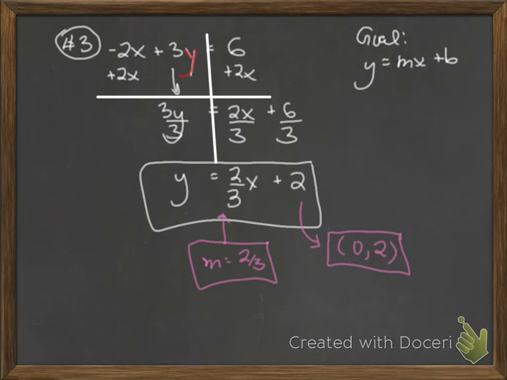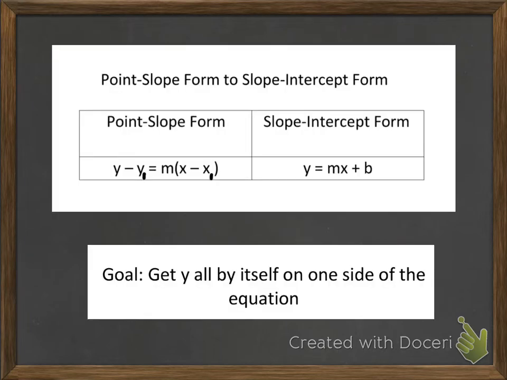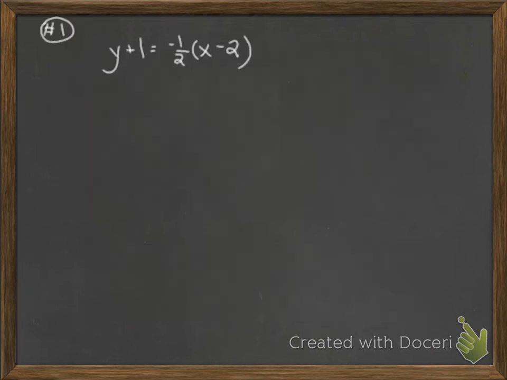All right, let's see another possibility. So there's also this thing called point-slope form. So in this particular section, it's not super imperative that you recognize or know point-slope form, but I just wanted to show you that an equation could look different from what we just saw, and you still can achieve this goal of getting y all by itself on one side of the equation. So let's do a few examples of this. So we have y plus 1 equals negative 1/2 times the quantity x minus 2.